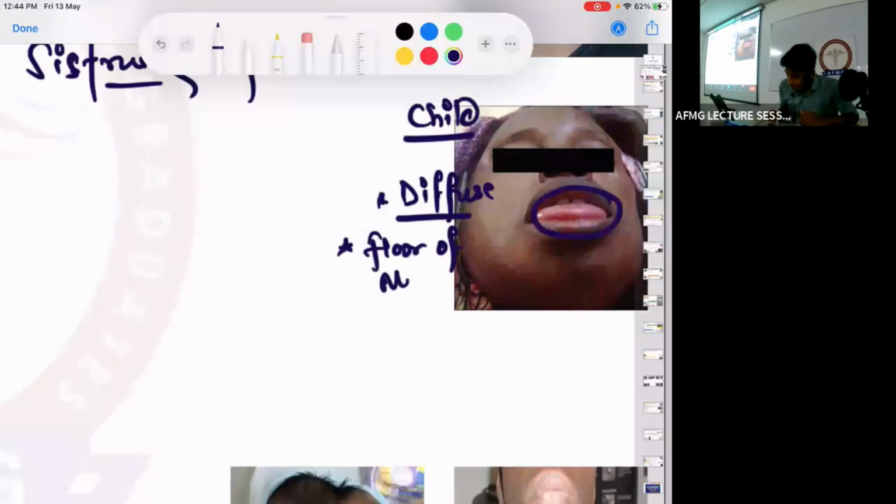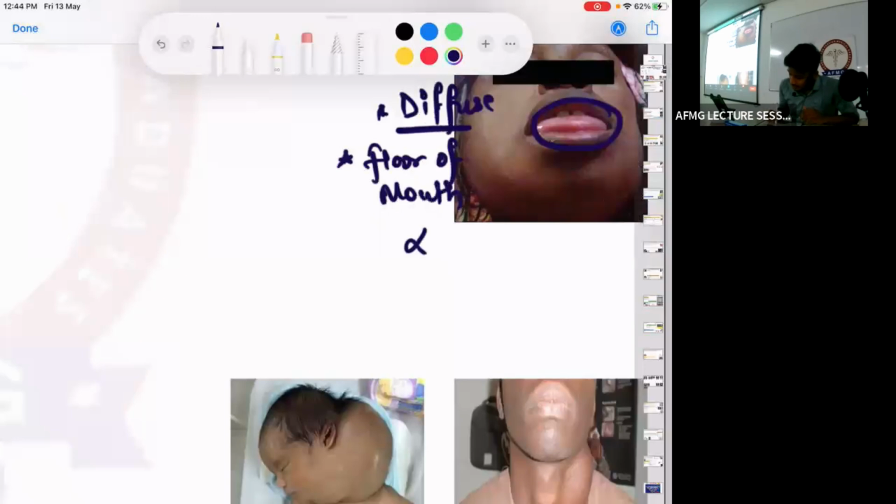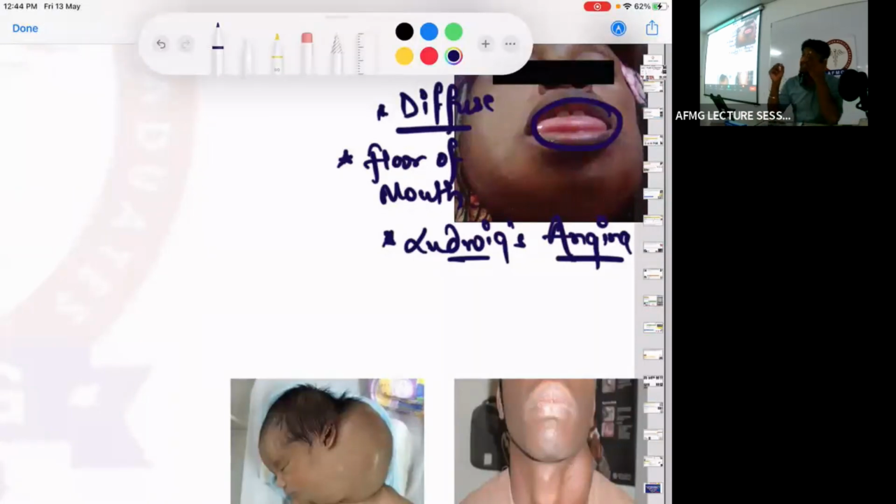Very good. You suspect Ludwig's angina. So this is a differential diagnosis, guys. Swelling se question important. Okay. So the diagnosis would be Ludwig's angina, and Ludwig's angina is due to infection of the floor of the mouth. There would be accumulation of pus or abscess in the floor of the mouth. It is usually after a dental infection.